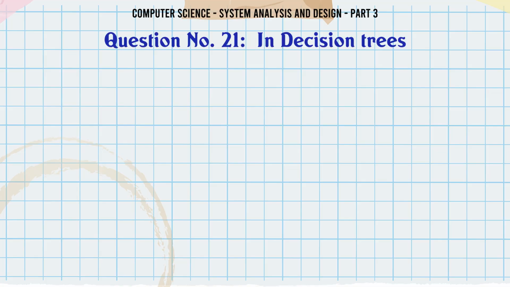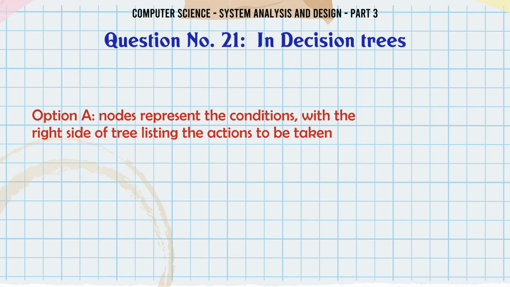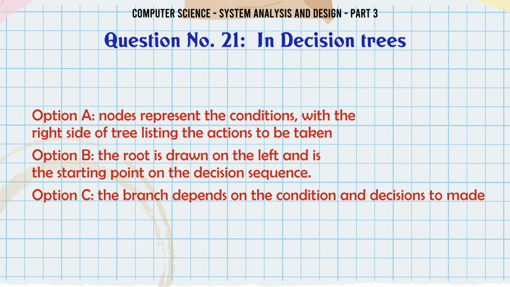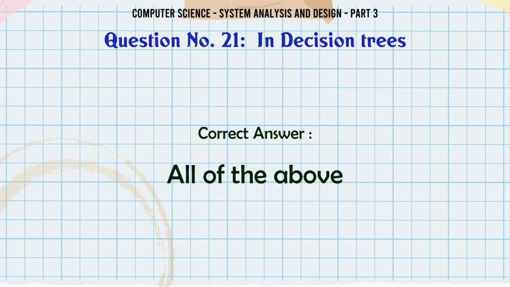In decision trees: A. Nodes represent the conditions with the right side of the tree listing the actions to be taken, B. The root is drawn on the left and is the starting point of the decision sequence, C. The branch depends on the condition and decisions to be made, D. All of the above. The correct answer is all of the above.